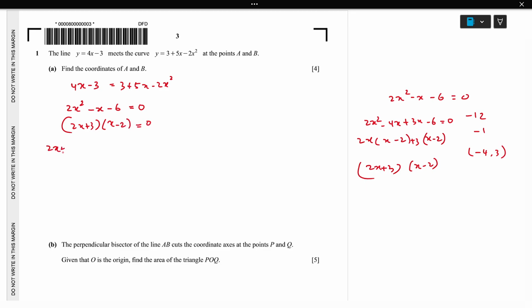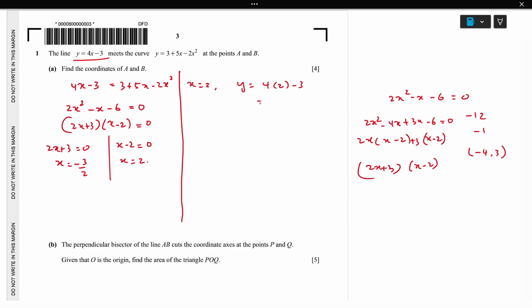So 2x plus 3 equals 0 and x minus 2 equals 0. So x equals minus 3 by 2 and x equals 2. We got the x coordinates. Next we go for the y coordinates, plugging these values into either equation. First let x equal 2. Using the first equation, y equals 4 times 2 minus 3, which is 5. So the first coordinate is (2, 5).